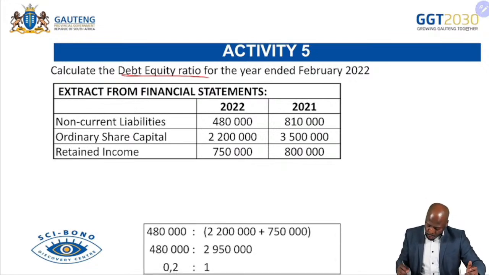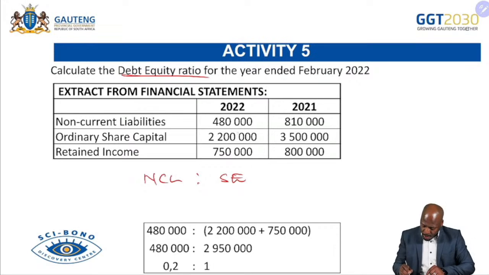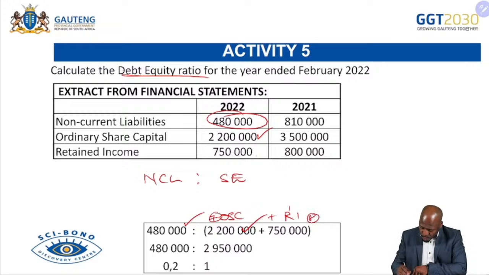And then it is your non-current liabilities as to shareholders' equity. All right. So your non-current liabilities, it is your long-term loan. There it is, your 480. But when you come to your shareholders' equity, remember, it is your ordinary share capital, which is your 2.2 million, which is what you see here, plus your retained income. All right. Remember, note 7 and note 8, which is your 750, which is what you then see here. All right. So if I then add these two, I end up now with 2,950,000.